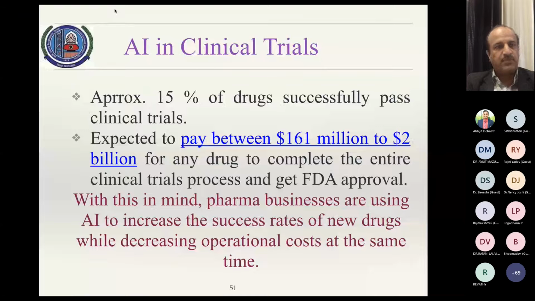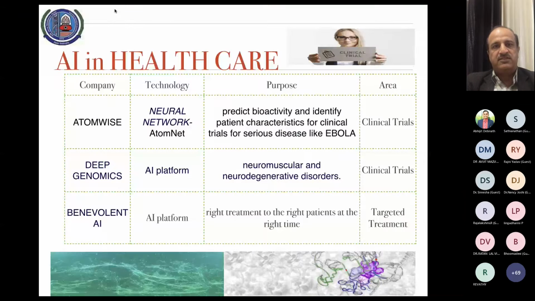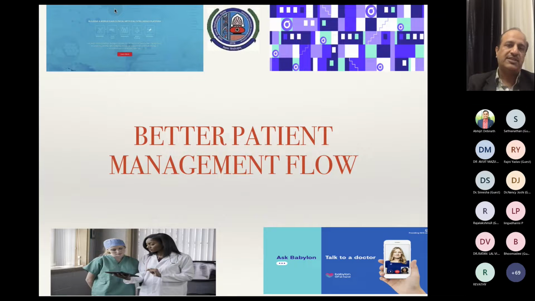Like the company Atomwise, they are making the neural network named AtomNet so that they can predict bioactivity and identify patient characteristics. They are even working on clinical trials for diseases like Ebola. Deep Genomics is working with an AI platform on neuromuscular and neurodegenerative diseases. To target treatment, right patient, right treatment, right time, BenevolentAI is working on this in clinical trials.